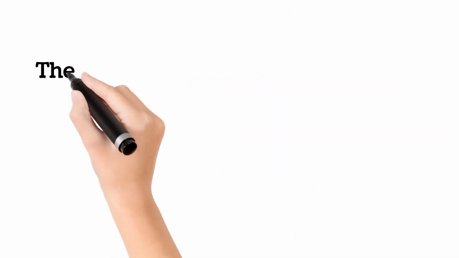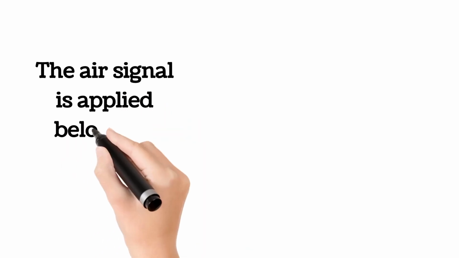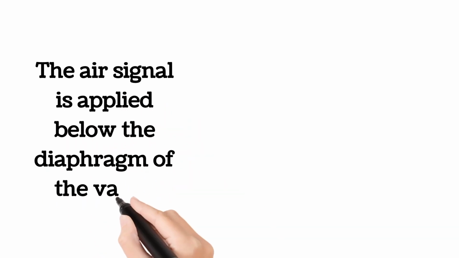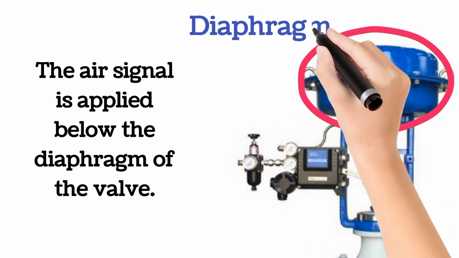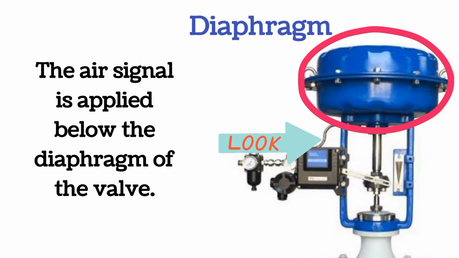In air to open control valve, the air signal is applied below the diaphragm of the valve. Diaphragm is shown by the circle and air signal is shown by the arrow. In the absence of air, this valve remains closed. On applying air signal, control valve starts opening, so this valve is known as air to open control valve.